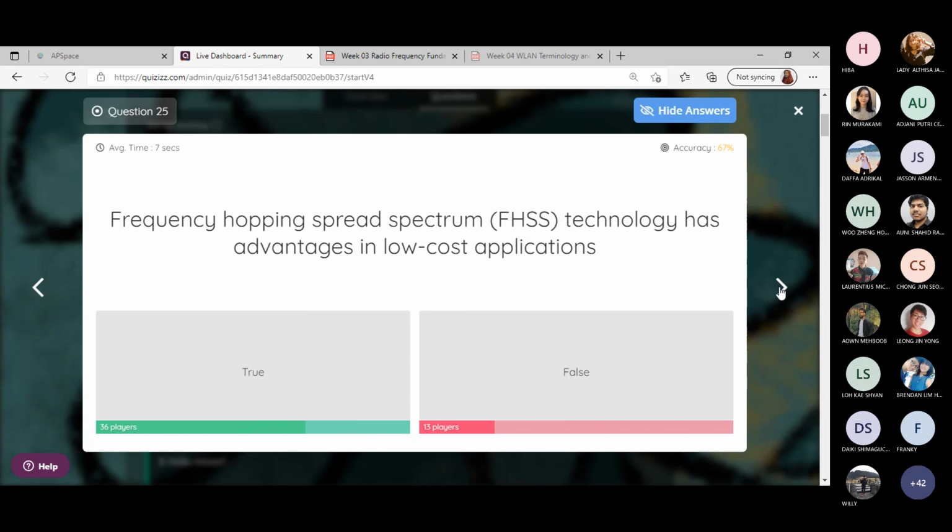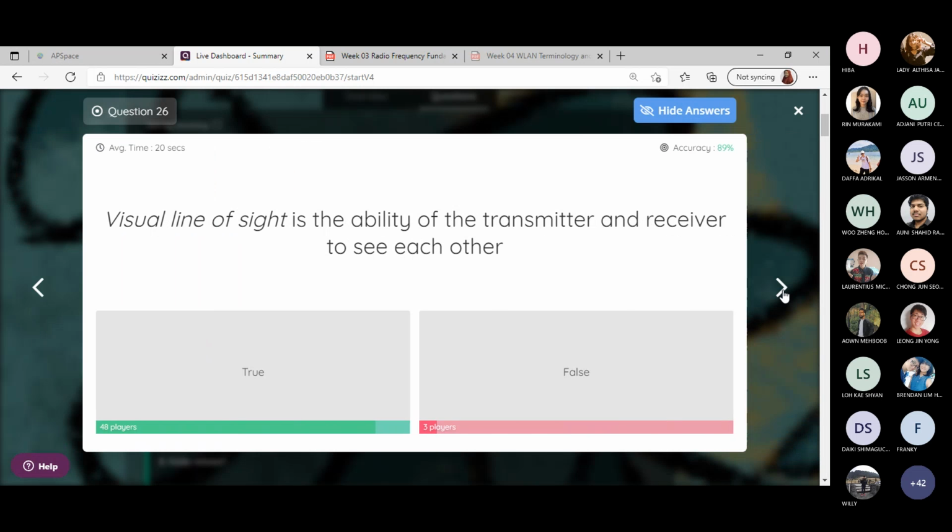And then next one, sorry. All right, FHSS, the one that I mentioned just now, is advantageous in low cost. Low cost, yes. That's why it's affordable for us to use Wi-Fi. All right.